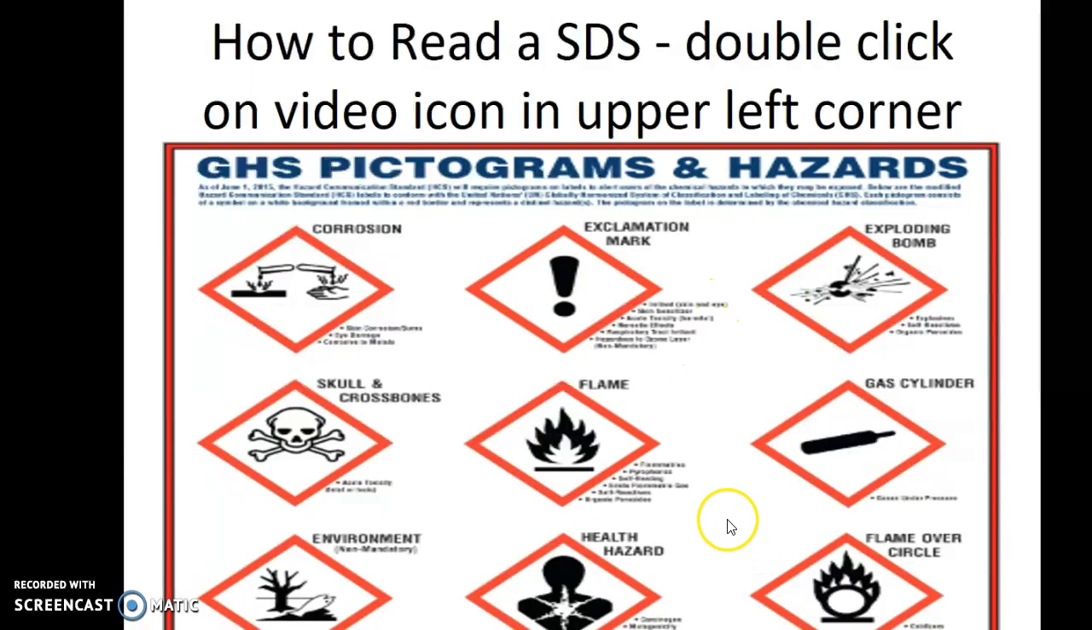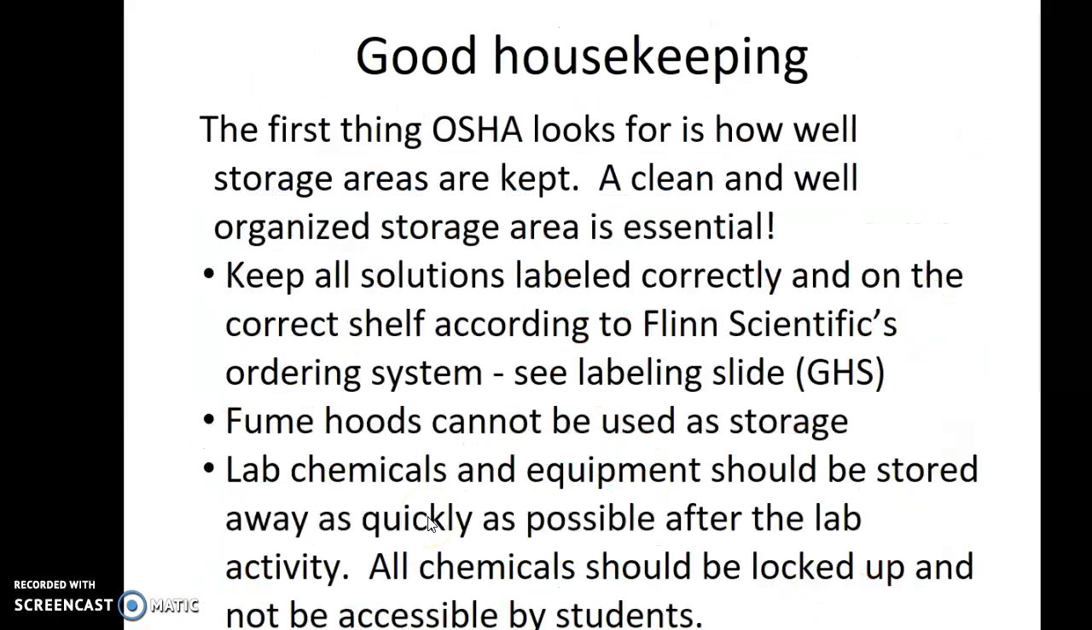There are some of them that we would never order, like a skull and crossbones, or exploding bomb, but some of them you'll see on the new chemicals you order, like flame, corrosion, health hazard, environmental hazard, that kind of thing. Gas cylinders we really shouldn't have as well, because gas cylinders need to be secured in a certain way. So these two and this one we would never have in our schools.